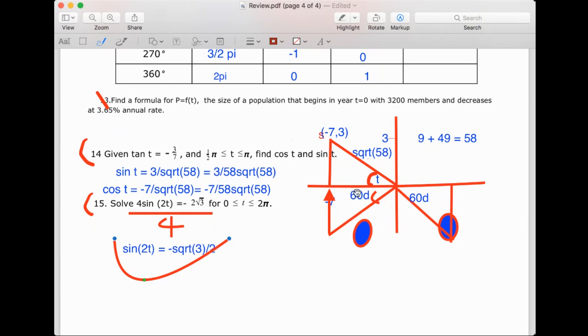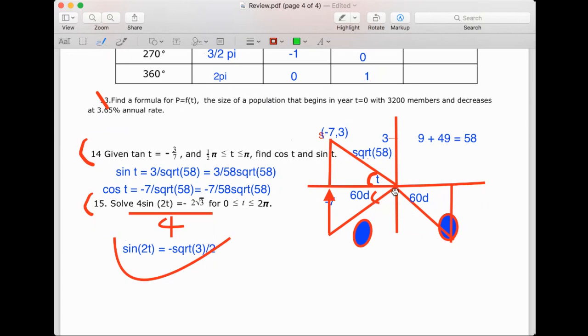Sine of this angle, what's this angle? Now let me change my color to green. Oh, why is it not green? It does not allow me to change my color.